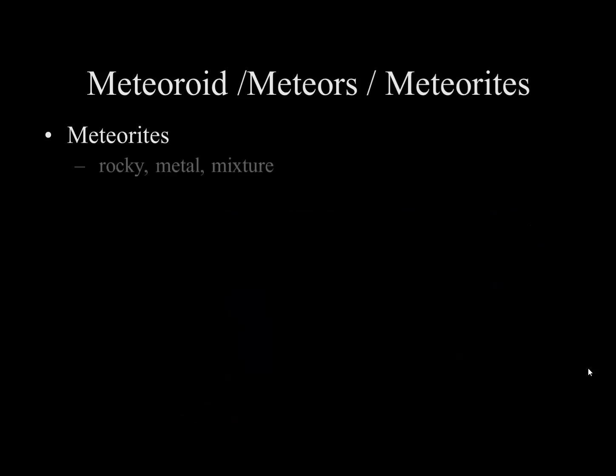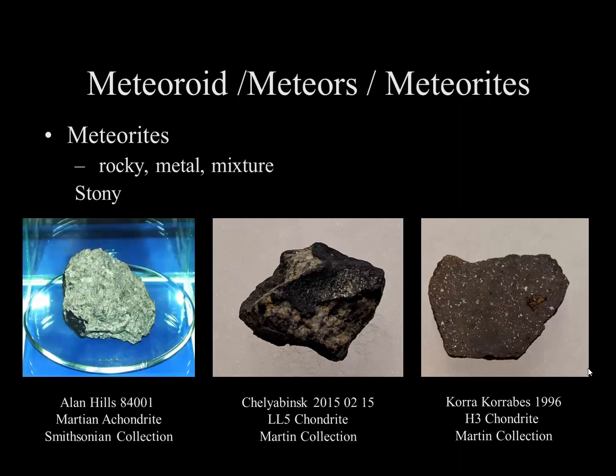Meteorites, on the other hand, are the rocks after they hit the ground. They can be divided into three categories: ones that are made out of rock, ones that are metal, and the other that are a mixture of both. Here we see a selection of three stony meteorites.